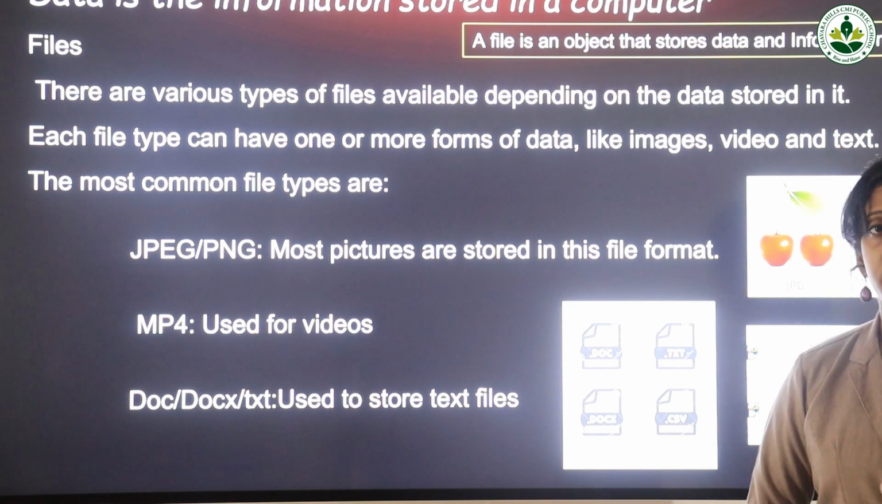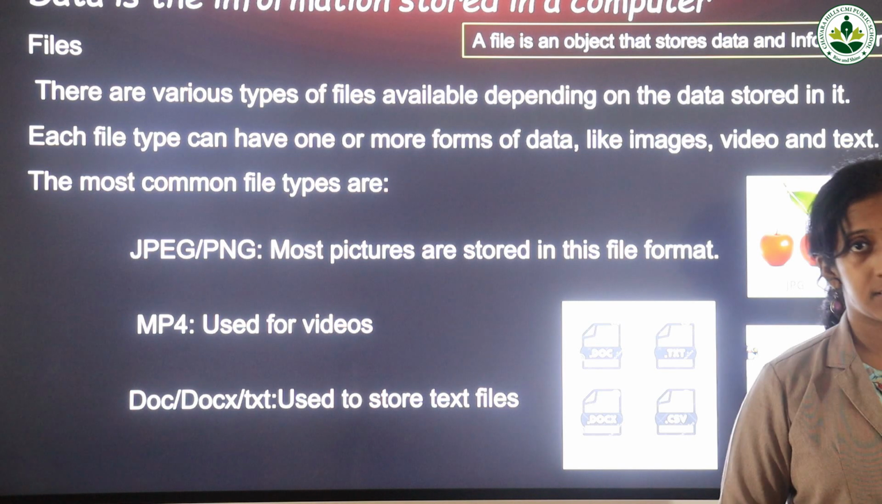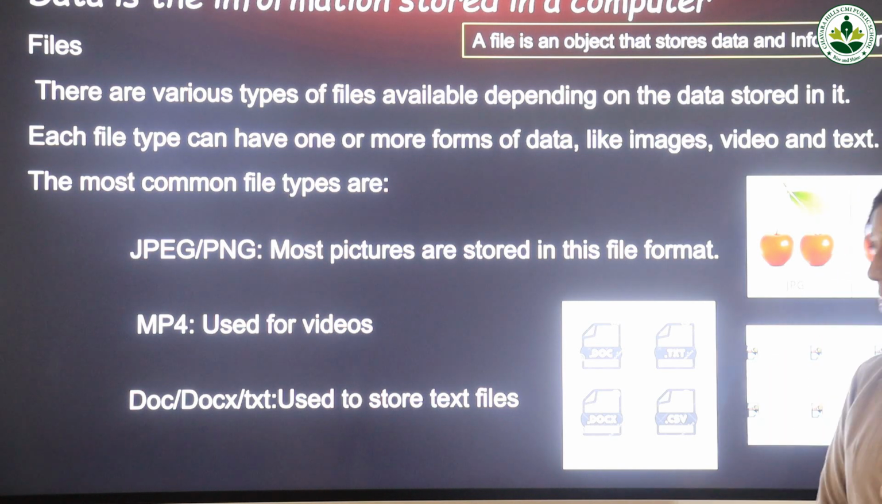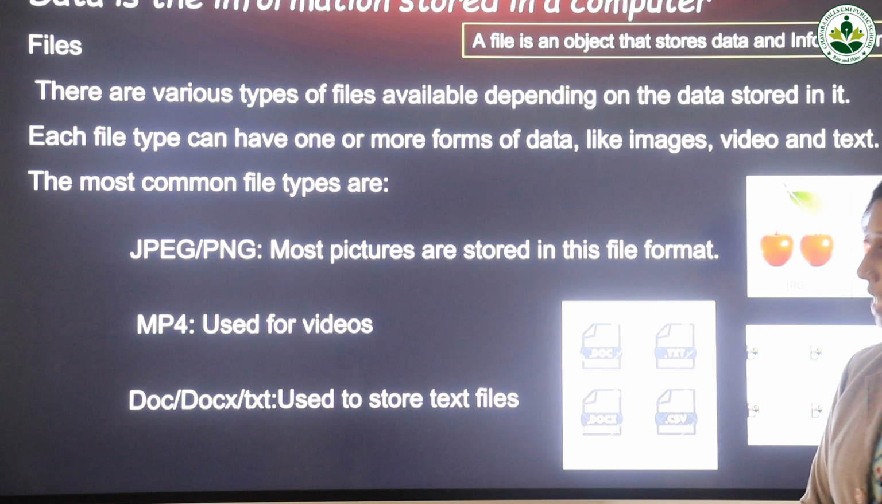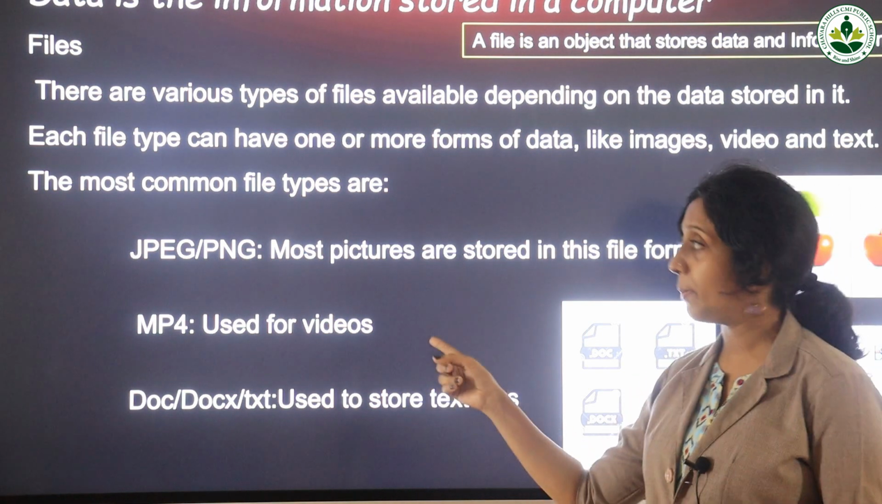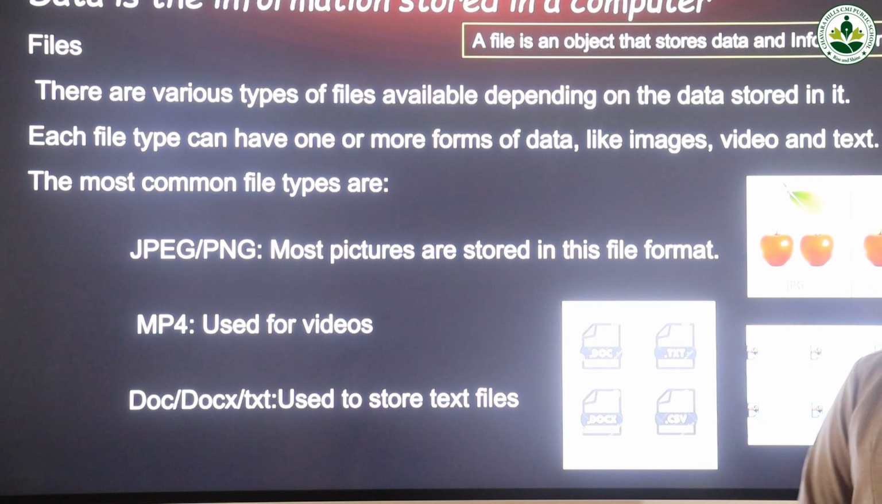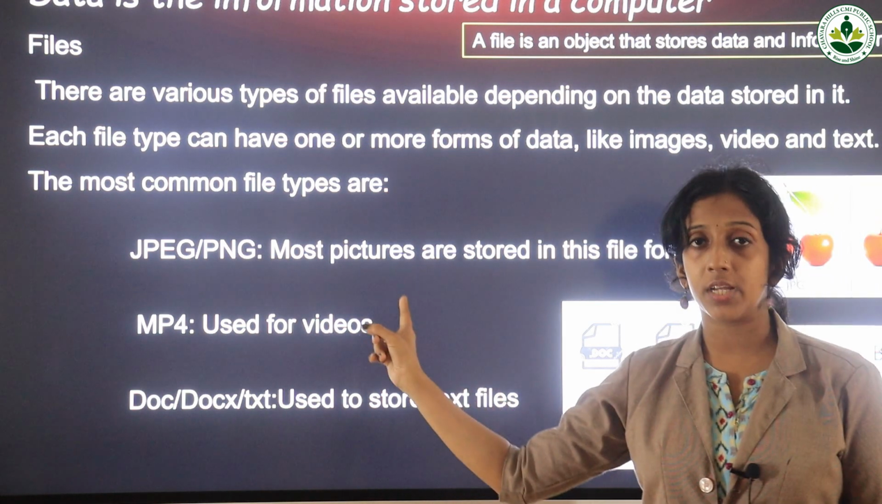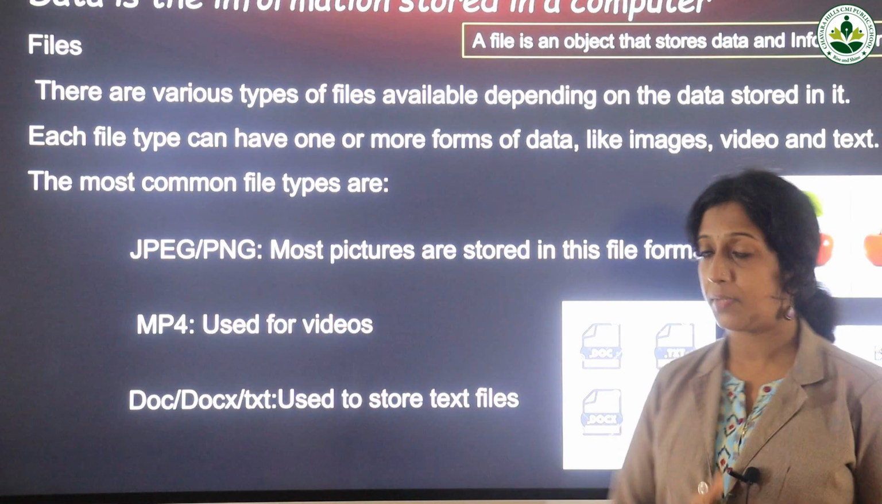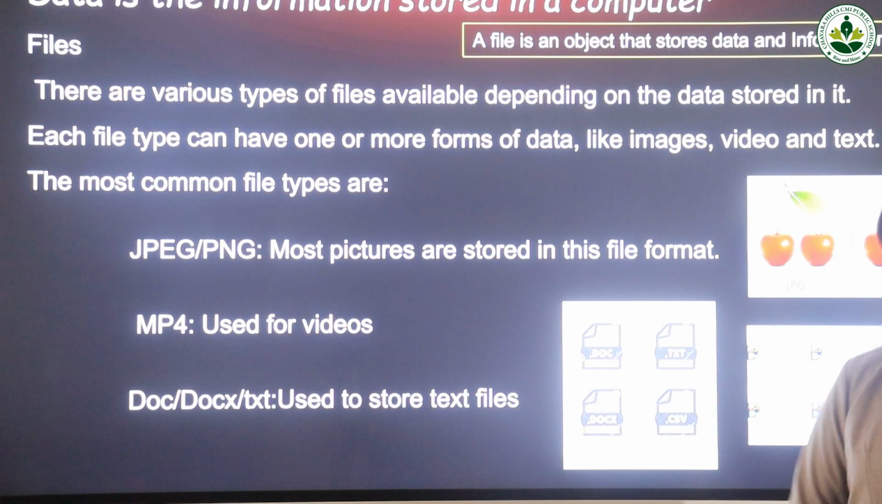I have already told you that we have different types of files in a computer. The most common types of files are JPEG or PNG. Most pictures are stored in this file format. That means if we see something named JPEG or PNG, it is a picture. It is a file type of picture.